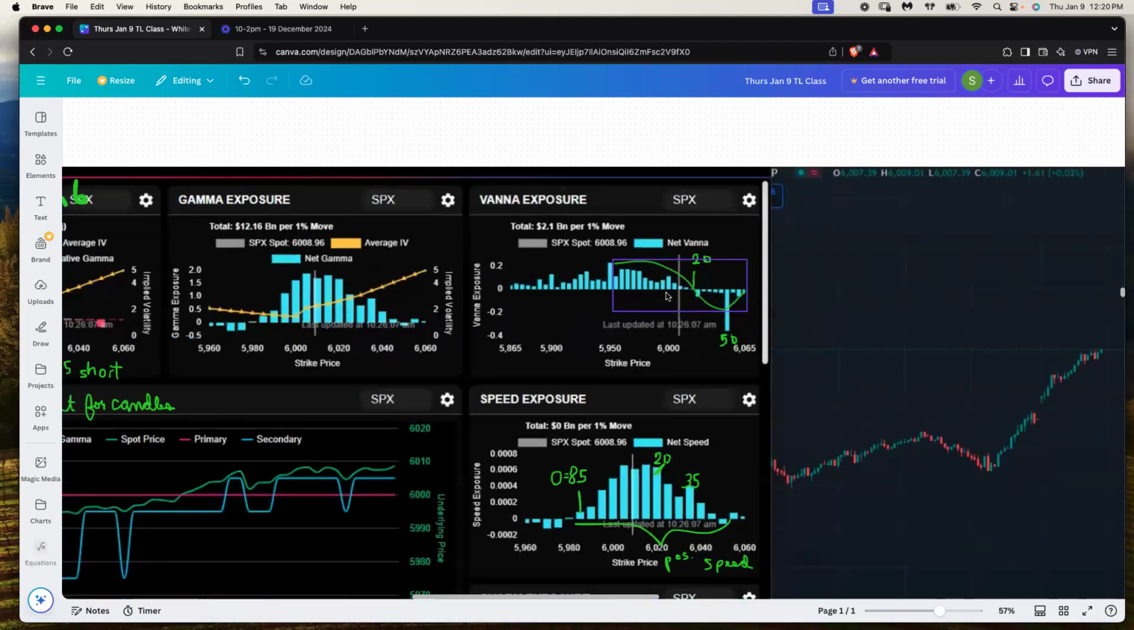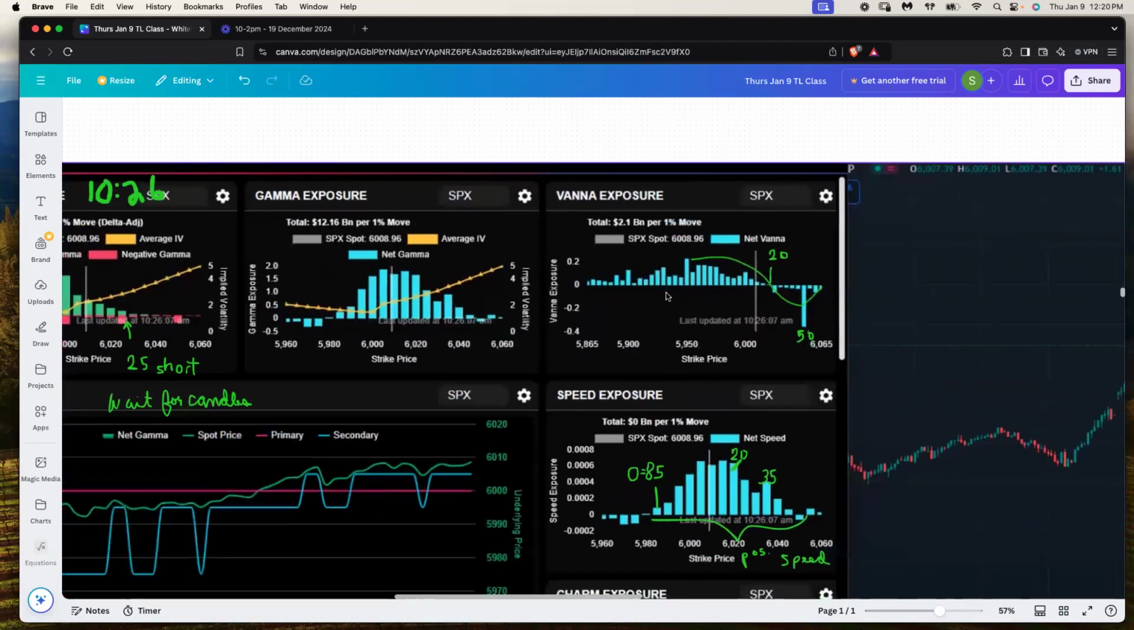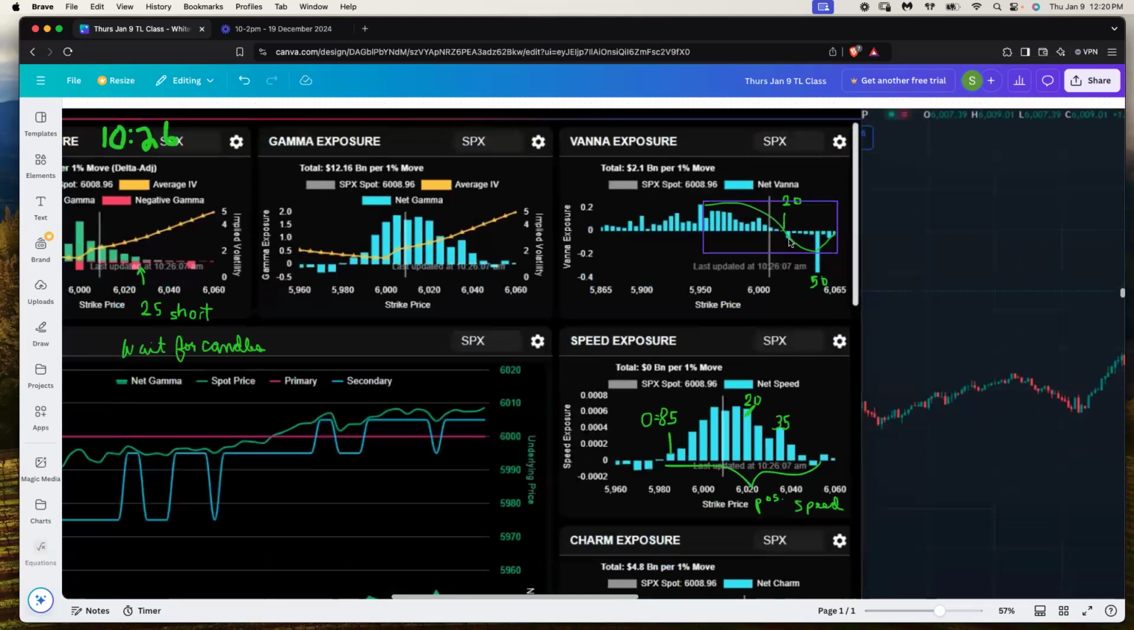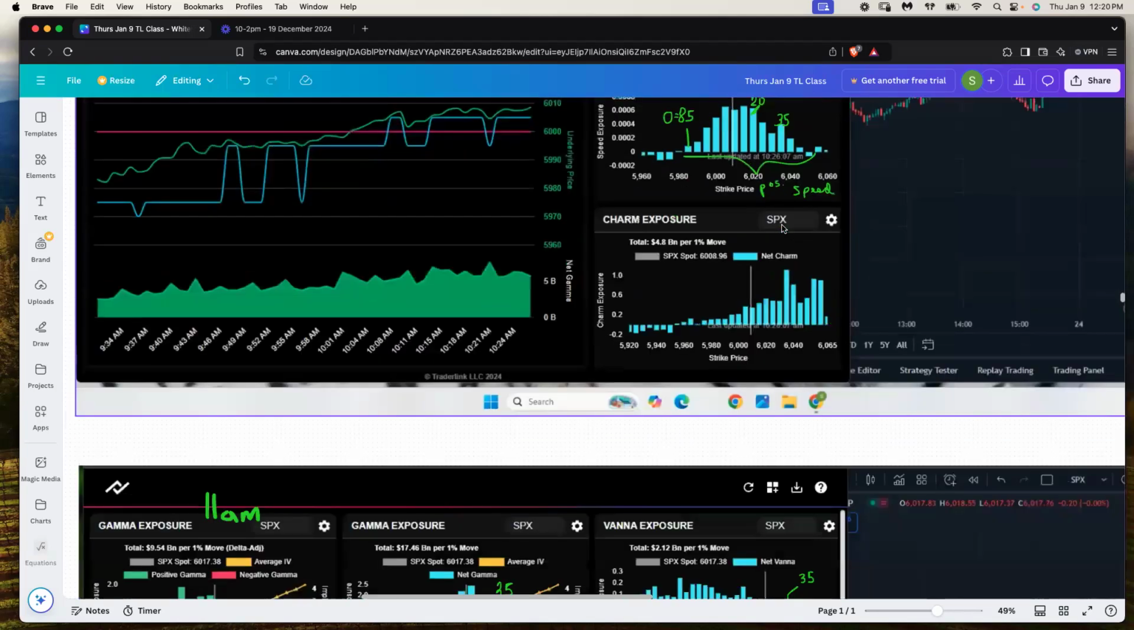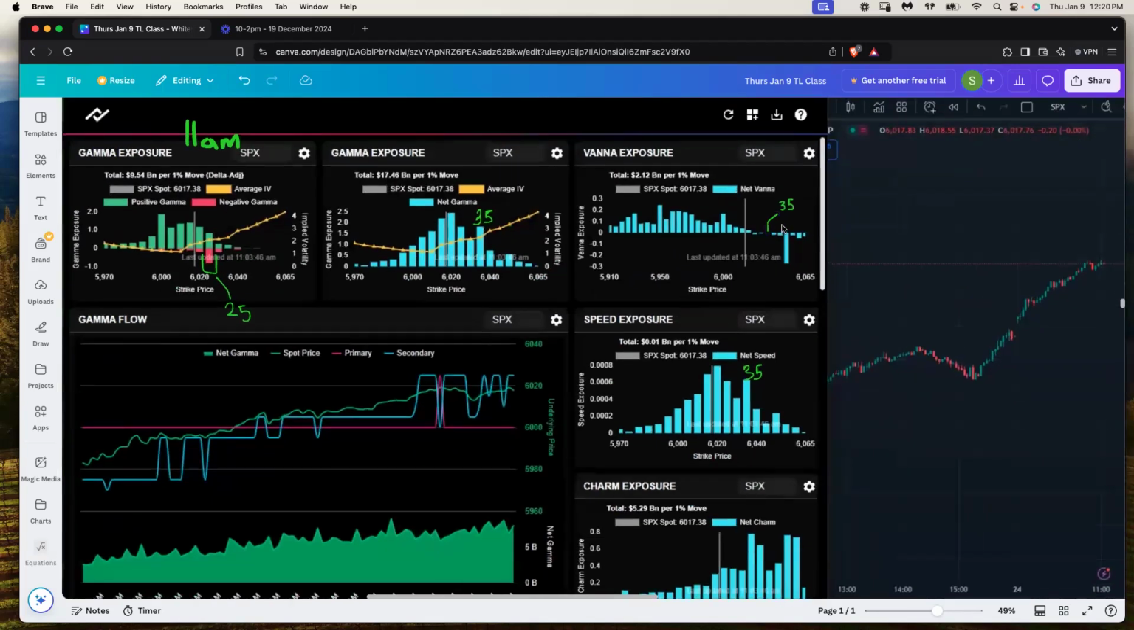But what you want to do is track it and see if this remains in place. It might move around a little bit, like 5 points or maybe 10 points, but relatively, if it's still in this area, it's still a good trade idea. So let's move on. Now it's 11 a.m.